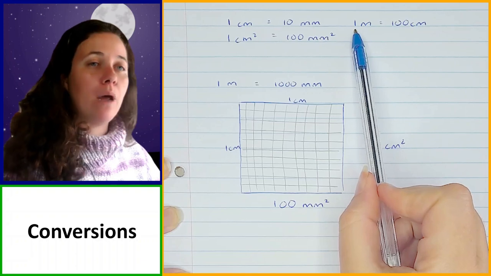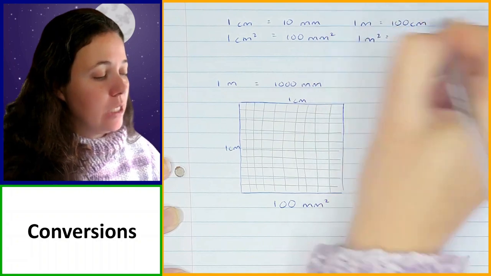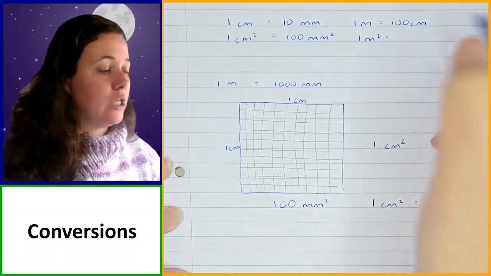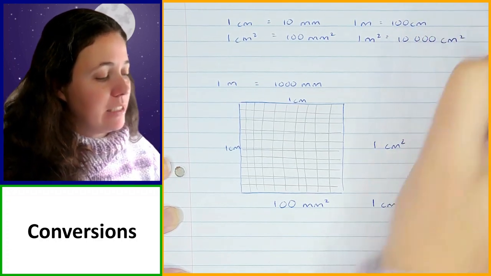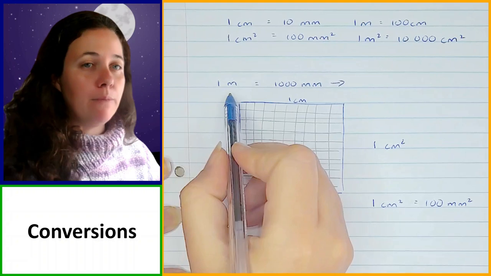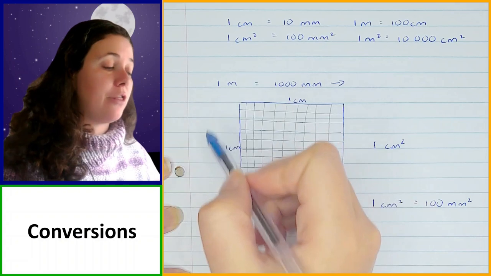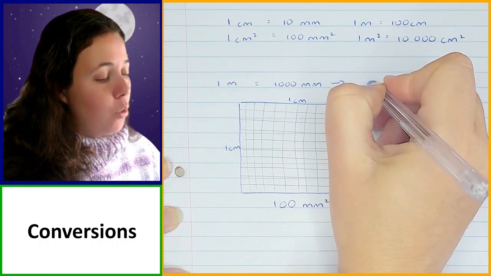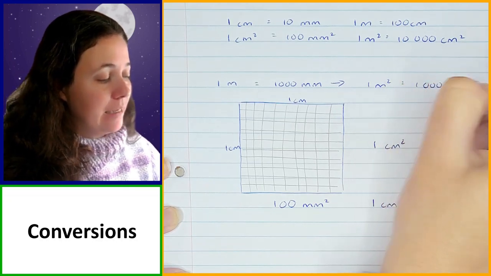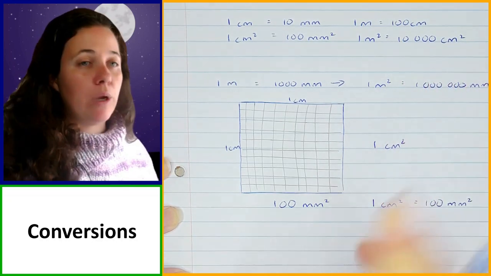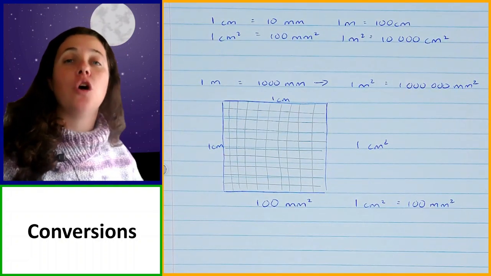So if I have 1 meter, which is 100 centimeters, then 1 meter squared would be 100 by 100, which is 10,000 centimeters squared. And this one over here, 1 meter is the same as 1,000 millimeters. Now it would be 1,000 by 1,000 millimeters. That would be 1 meter squared is the same as 1 million millimeters squared. Okay. So those are the conversions, and that's the idea that you need to know when you're working with conversions.